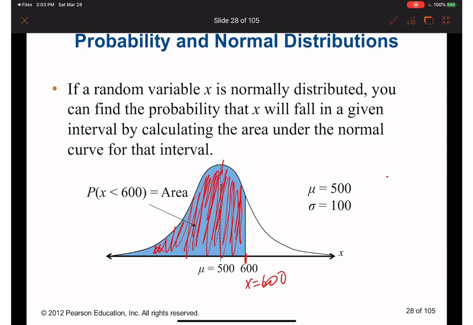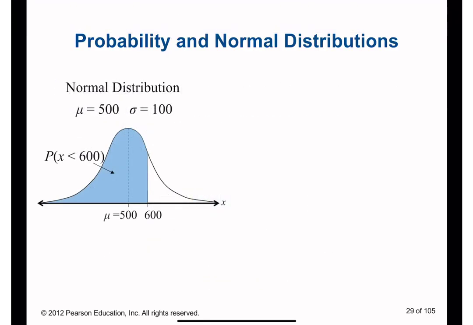Okay, mu, which is our average, is right here, the middle line. The average of the population is 500, and sigma, the standard deviation, is 100. So 500 here, 600 is one standard deviation away. We need to find the z-score given the probability. First thing we need to do is find out which z-score matches our x equal to 600.